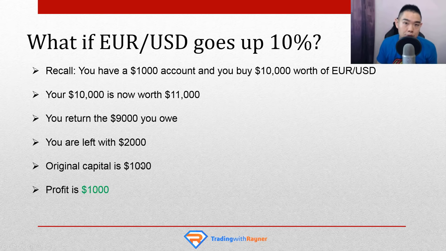Does it make sense? Now, moving on, number two, area of value. So you've learned what market structure is earlier. If the market is in an uptrend, you want to look for buying opportunities.